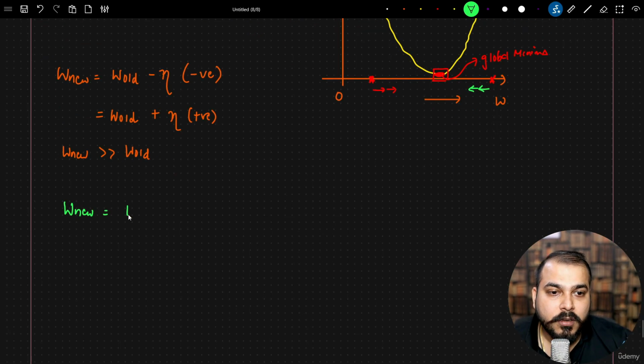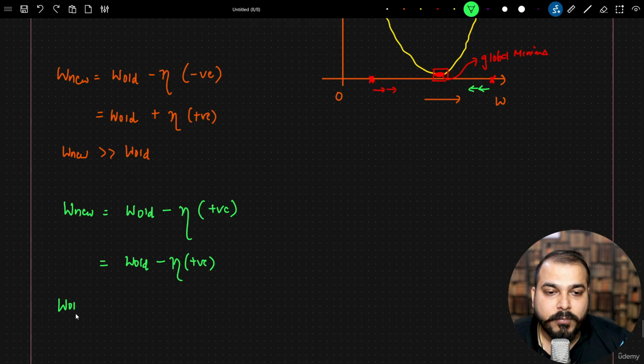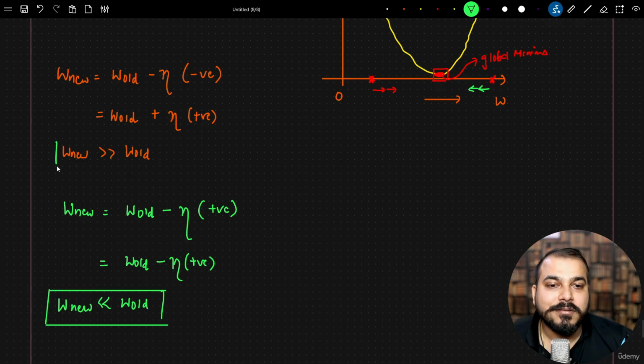W new is equal to W old minus learning rate of derivative of loss. Derivative of loss with respect to W old is nothing but this, a positive value. So minus into positive is negative. So W old minus learning rate times some positive value. In this scenario, the W new will be less than W old. Do you agree? Because we are reducing something, it will obviously be less than this one, right? We are reducing something. So based on these two conditions, we are able to get this, right?